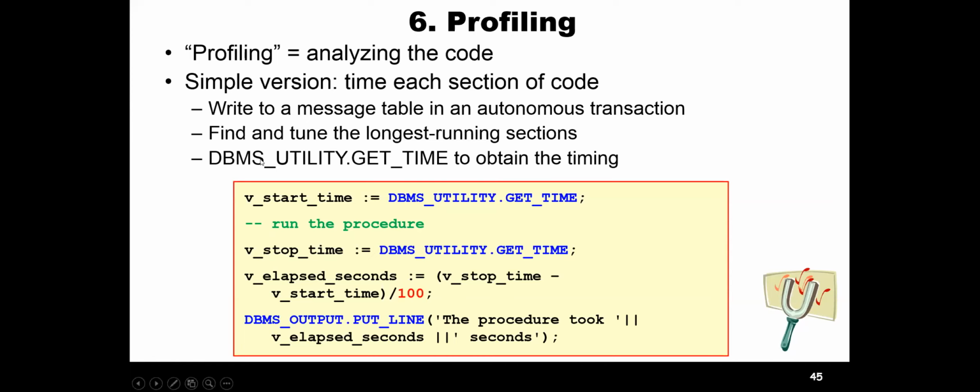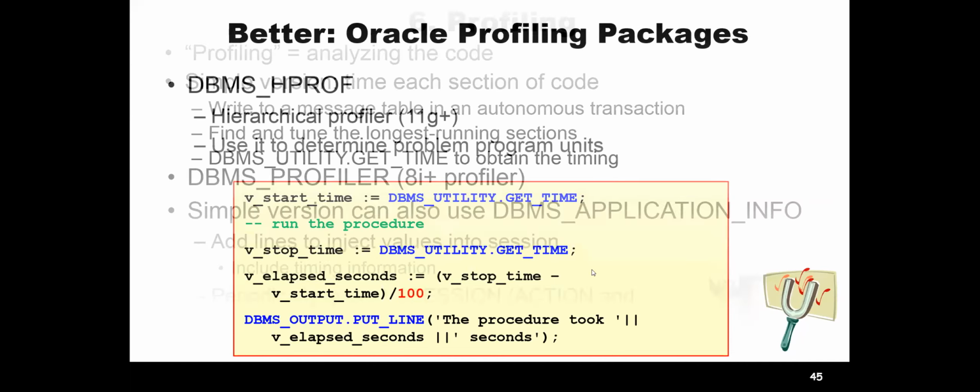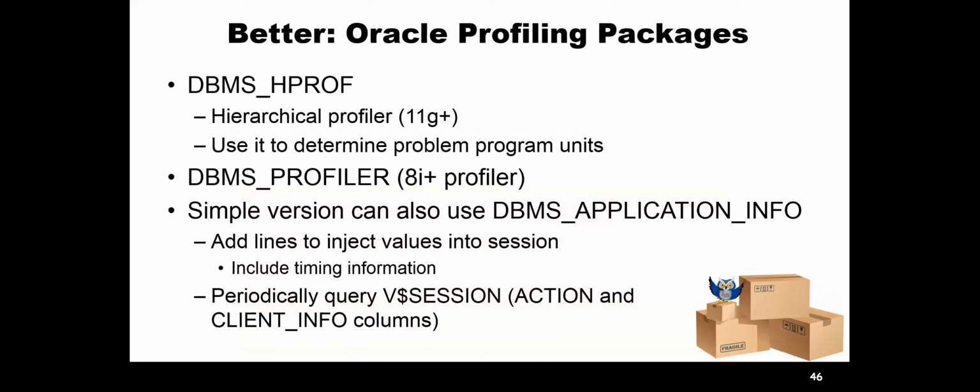And what it does is it gives you the time in hundredths of a second, so you have to divide it by 100 if you want to look at seconds. It's a lot of code, and it's stuff that you'd have to embed as extra lines of code in your procedures and functions to be sure that you're seeing the right thing. Better is to use a profiling package, hprof, or a DBMS profiler, which is the older version. The newer version, hprof, is considered better and more functional.